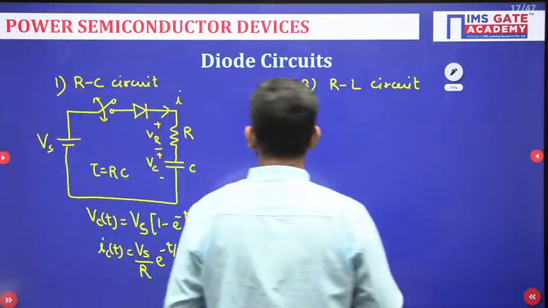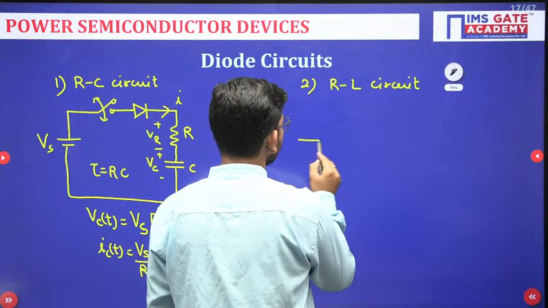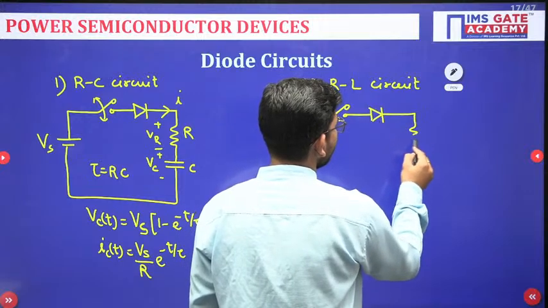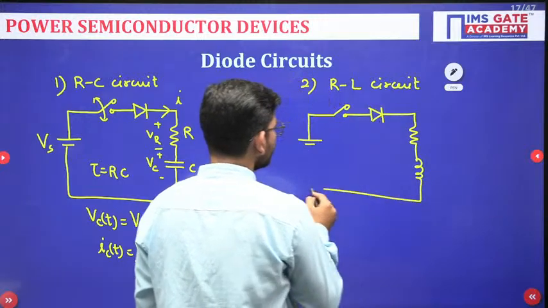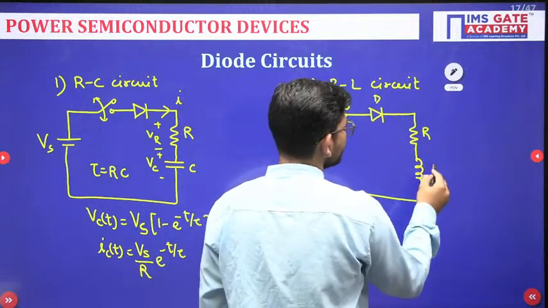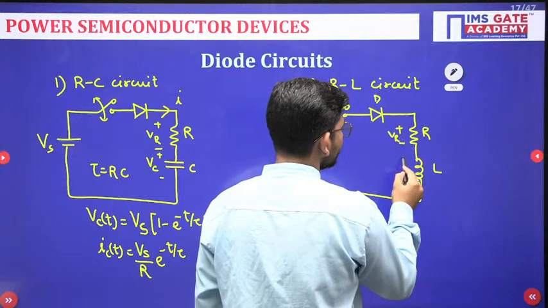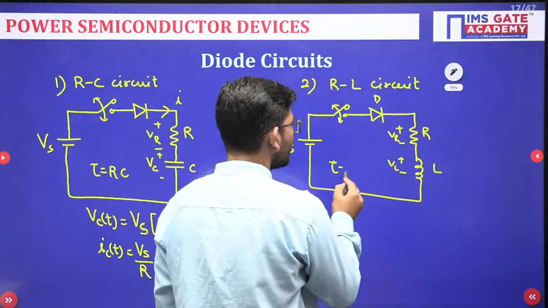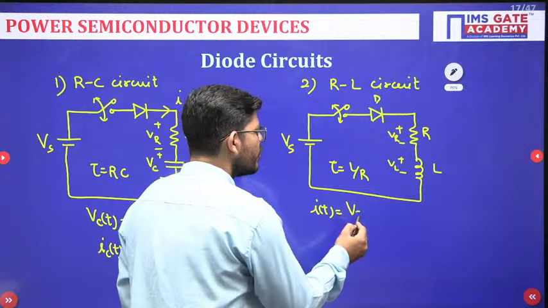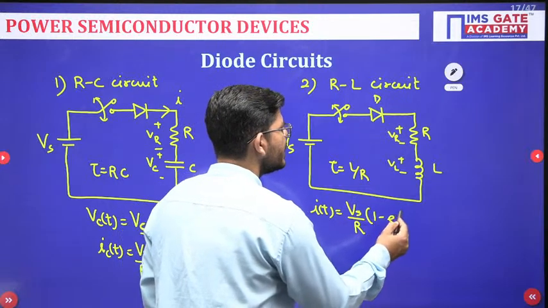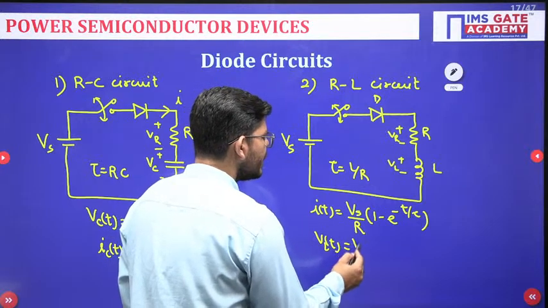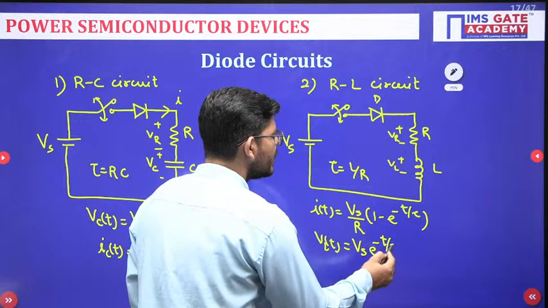Now suppose we have an RL circuit. The situation is the same, but the load is an RL load, where this is the VR voltage and this is the VL voltage. The time constant now will be L by R. In this condition, the current will be equal to Vs over R (1 minus e to the power minus t by tau), and the inductor voltage is given by Vs e to the power minus t by tau.